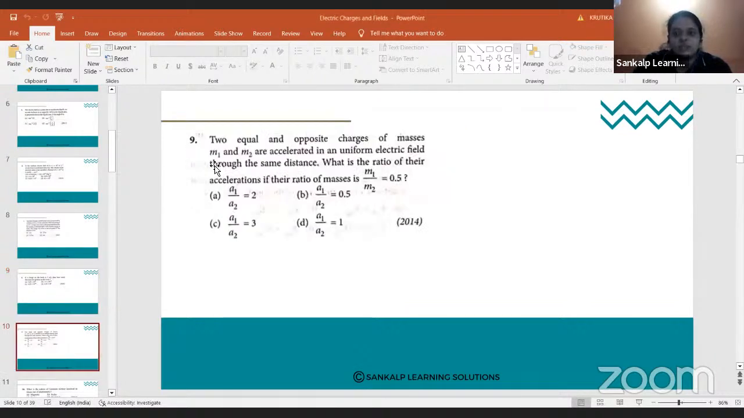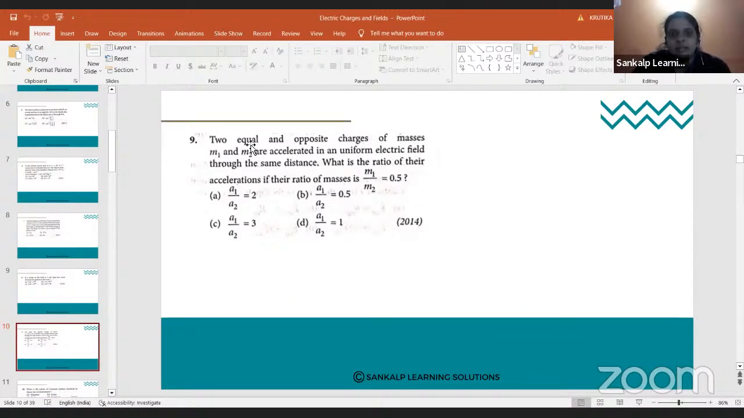Yes, the next question is: two equal and opposite charges of masses m1 and m2 are accelerated in a uniform electric field through the same distance. What is the ratio of their accelerations if the ratio of masses m1 by m2 is equal to 0.5?